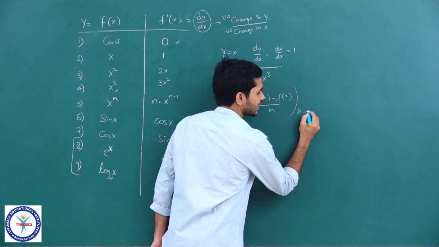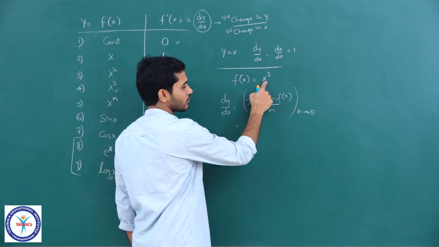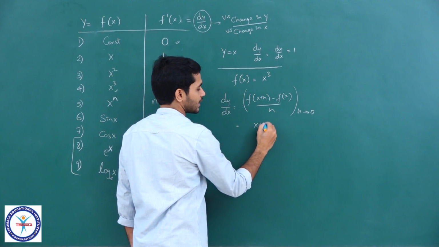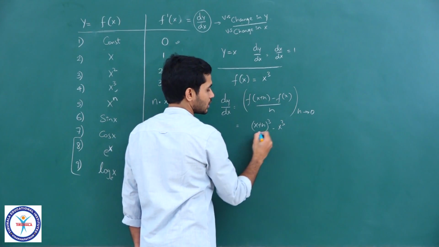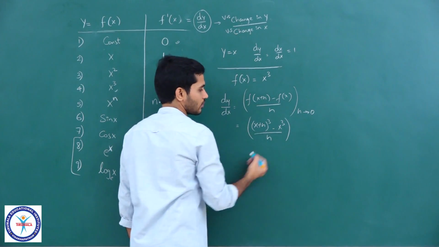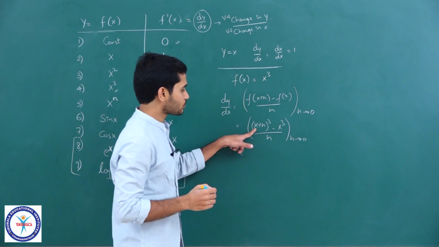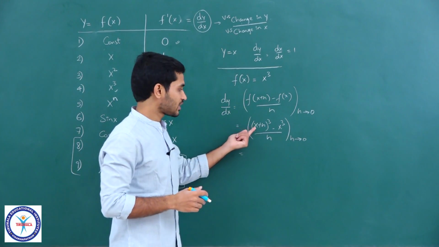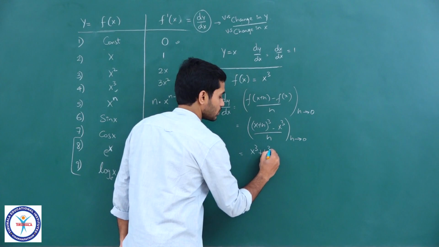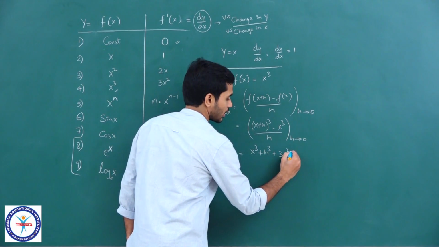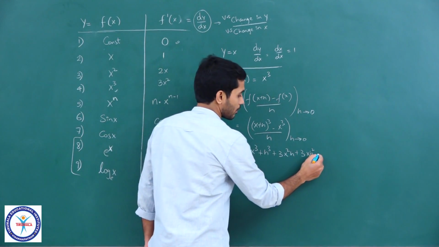So, as h tends to 0, let us quickly substitute the values. In place of x, if I substitute x plus h, I get x plus h whole cube minus f of x, which is x cube, divided by h, as h tends to 0. Now, what is the expansion of x plus h whole cube? It is nothing but x cube plus h cube plus 3x square h plus 3x h square, minus x cube.